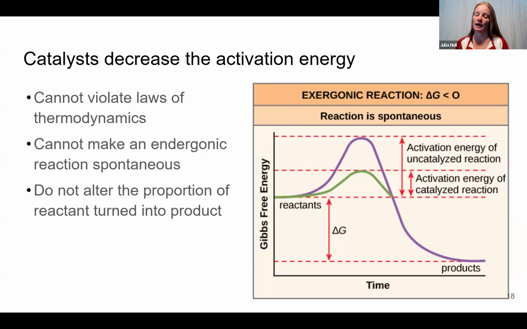Okay, so enzymes cannot make an endergonic reaction spontaneous, right? So we still need to have that same amount of energy input. It's just the activation energy is lower. And we are not going to alter the effectiveness of that reaction. So whatever our reactant is, we're going to end up with the same amount of products at the end.